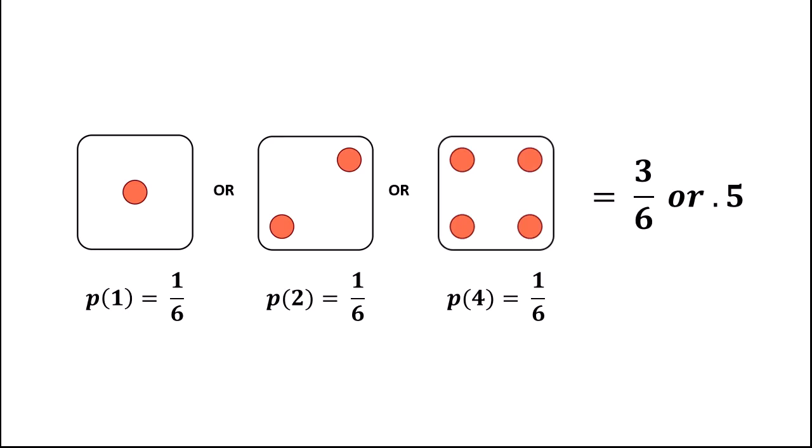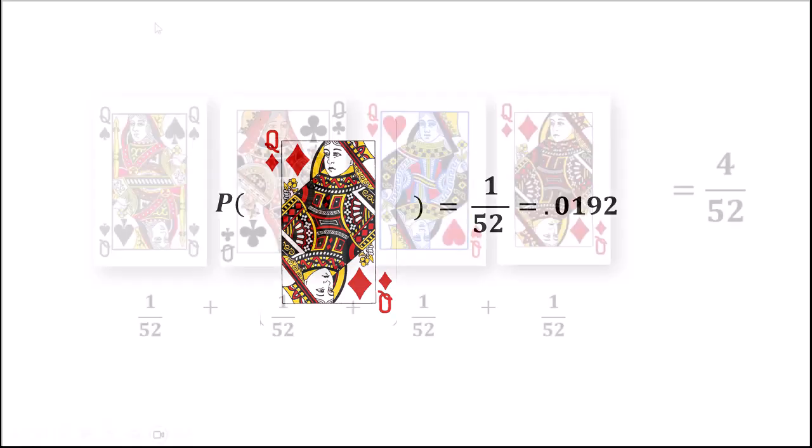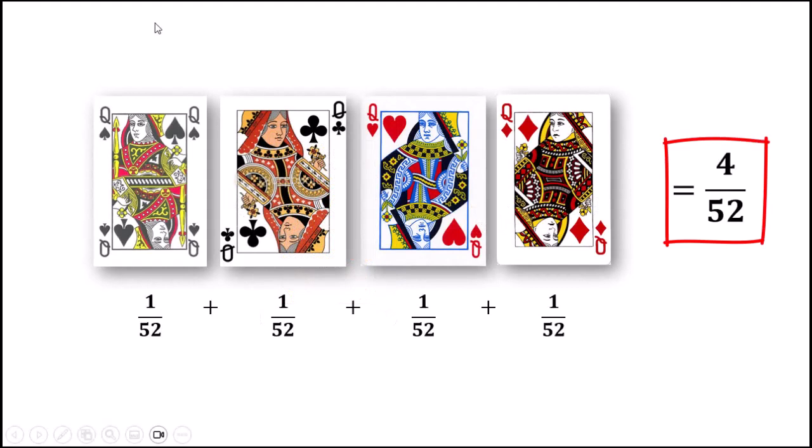Okay, how about a deck of cards? Let's consider a slightly different problem. There are 52 cards in a standard deck. What's the probability of drawing a queen of diamonds? Well, there are 52 cards in a standard deck, as I said. There's only one queen of diamonds, so the probability of drawing the queen of diamonds is 1 divided by 52. It's useful to know, by the way, that since there are 4 queens in the standard deck of cards, the probability of drawing any suit of queens is 4 divided by 52. Again, that's just the addition rule.